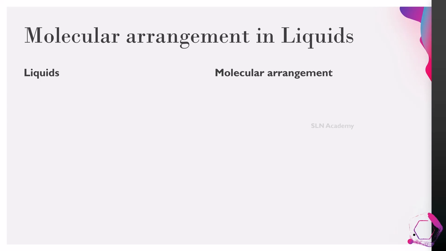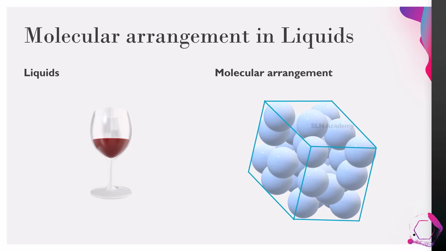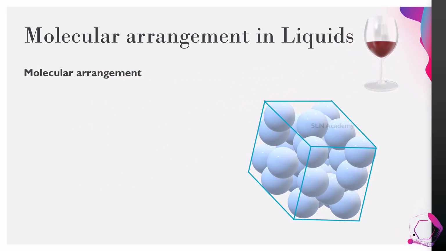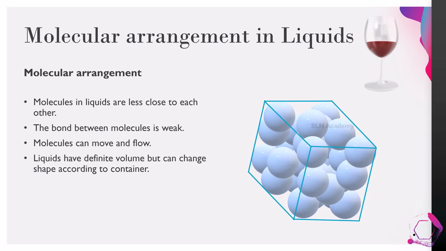Molecular arrangement in liquids. Have you ever thought why liquids are able to flow? Here is the answer for this. Molecules in liquids are less close to each other and the arrangement is loose. The bond between the molecules is weak. There is some space between the molecules of liquid. This allows the molecules to move and flow. Liquids have definite volume but can change shape according to container.